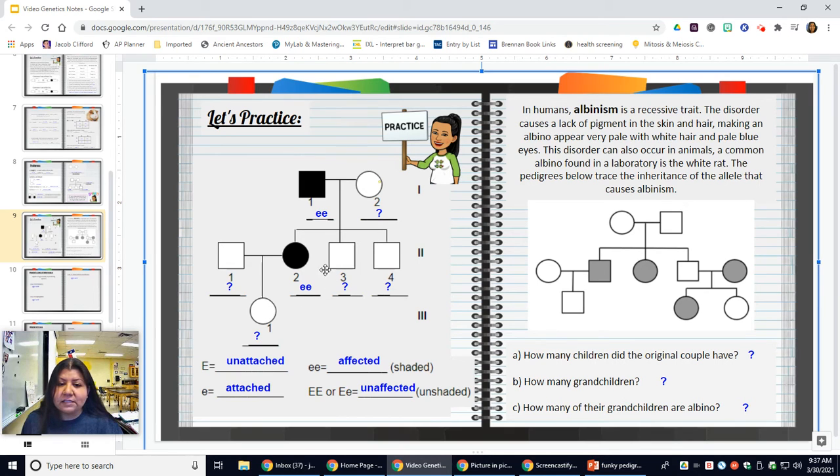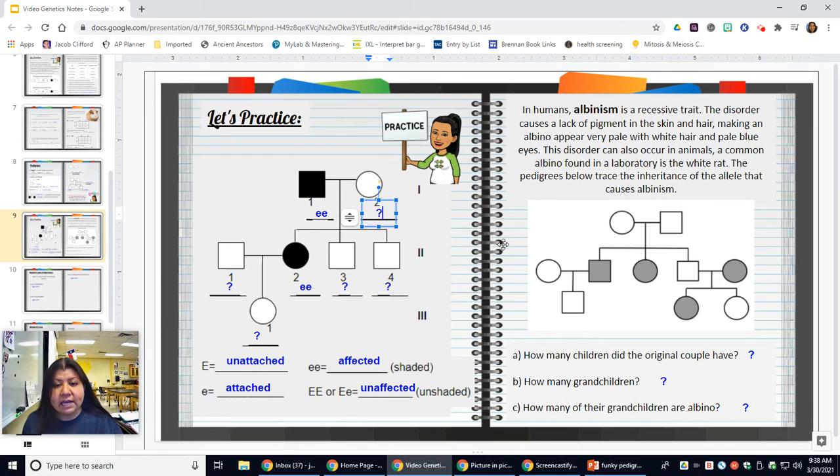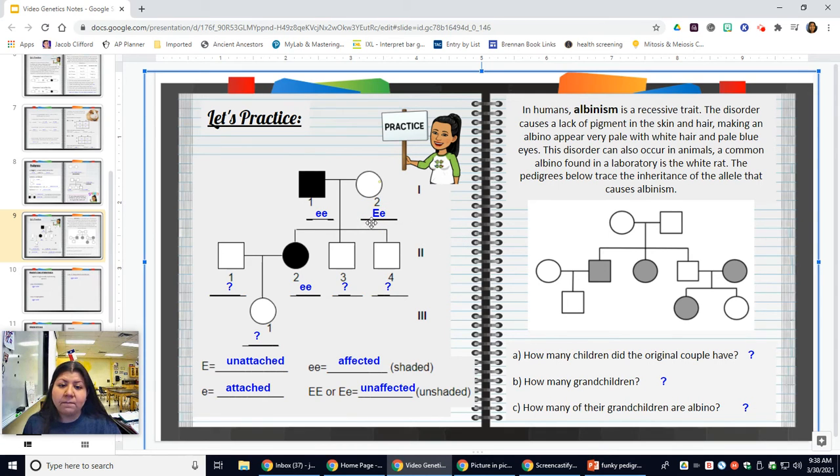First off, I have this daughter from these two individuals. I can see the dad had little e, but the mom had unattached earlobes, so I know she has at least one big E. I need to figure out her second letter, so I look at her offspring. One of her offspring has attached earlobes. That means she got one little e from dad, and she had to get the second little e from mom. So I know the mom is big E, little e.